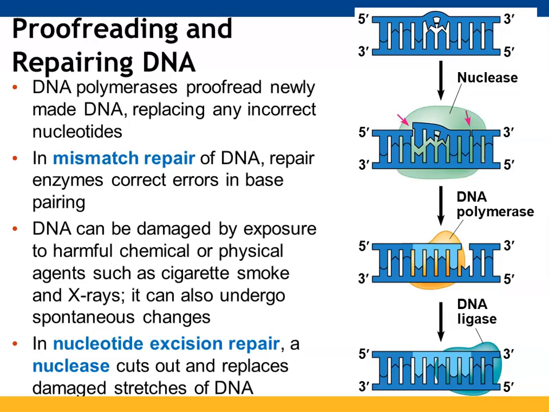You can also have damage to DNA due to environmental effects such as chemicals or physical agents, cigarette smoke or X-ray, and sometimes DNA can just undergo inadvertent changes without there being any sort of environmental issue. Nucleases are able to help to cut out and replace stretches of DNA that are not working properly, that are damaged. And so when those are replaced, then you have DNA polymerase come in and fill them in with the correct nucleotides, and DNA ligase seals it all together.